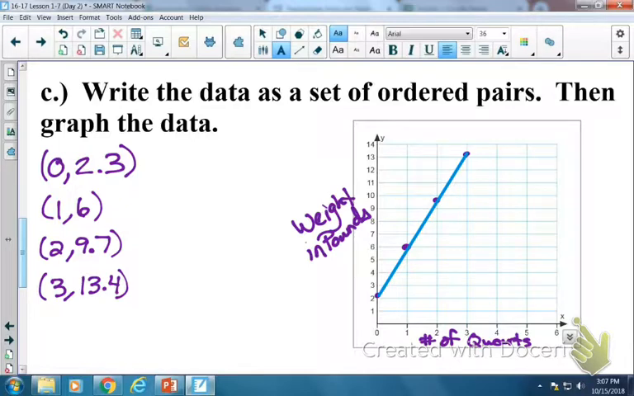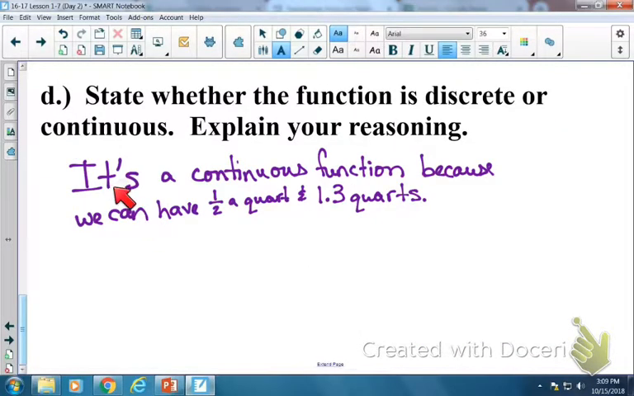So for the last answer, do we have a discrete or continuous function? This is an example of a continuous function. So in a roundabout way, I said, yeah, it's a continuous function because we can have half a quart and 1.3 quarts. It makes sense that we can connect those points with a line because over time, that seed gradually fills it up.